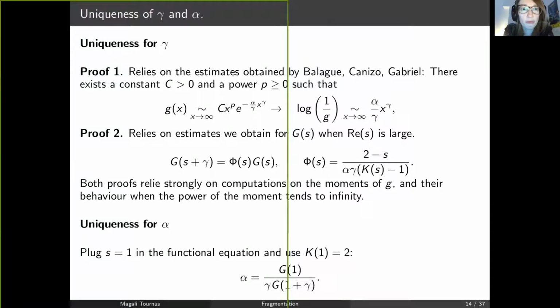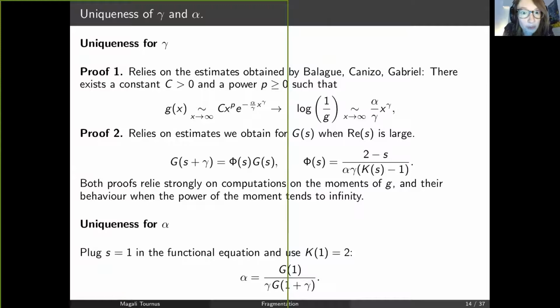So we have two proofs for gamma. They are equivalent, except that one is under more restrictive assumptions, and it doesn't rely on the Mellin transform, and the second one does rely on the Mellin transform. Let's look at proof number one.